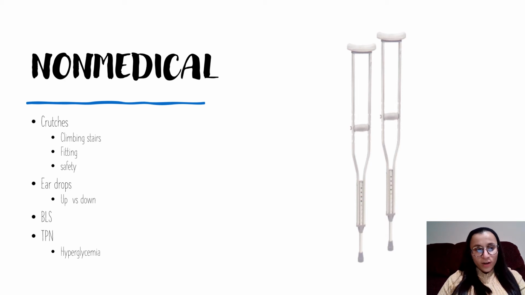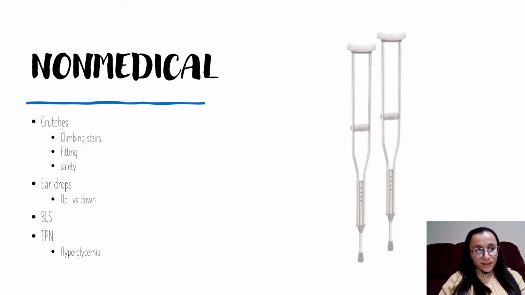Next, we go on to eardrops. What you should know about eardrops is that if the patient is older than 3 years old, you're going to pull it up and back. If they're younger than 3 years old, you're going to pull it down and back. So it's both going back. It's just up for older, down for younger, which is pretty easy to remember.